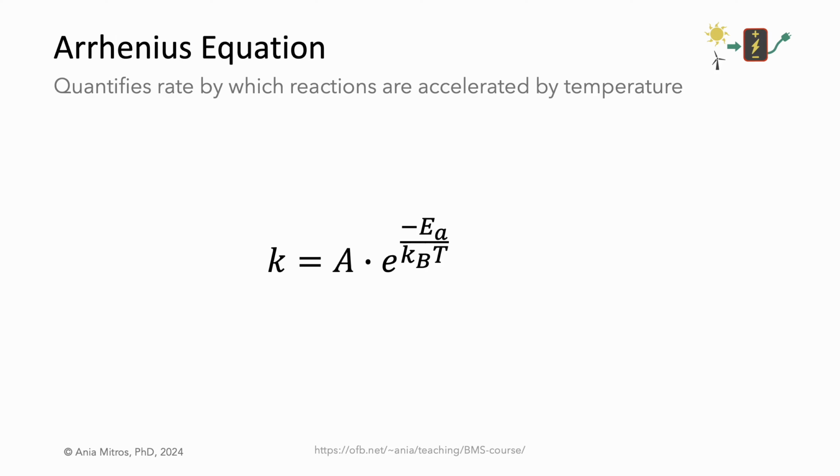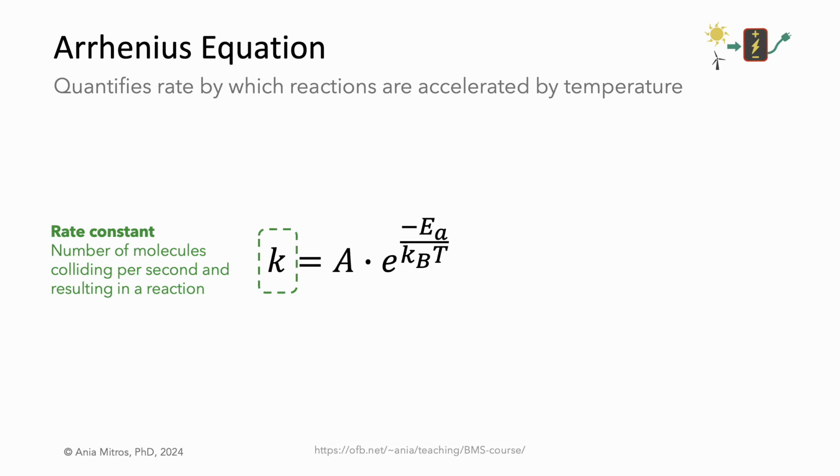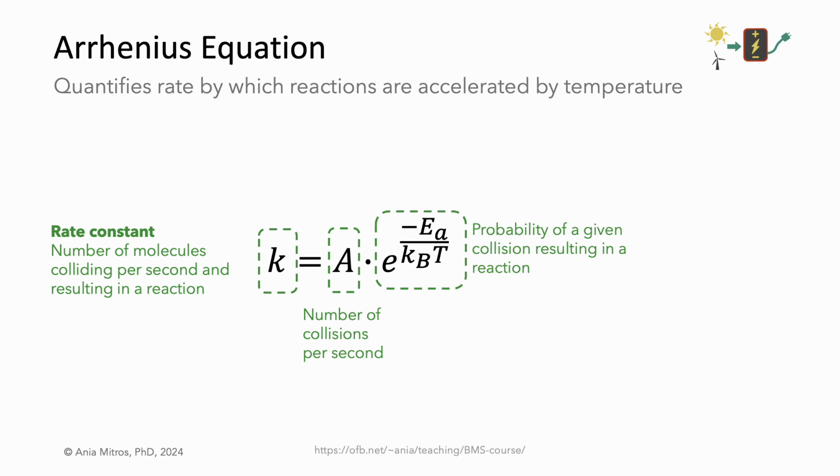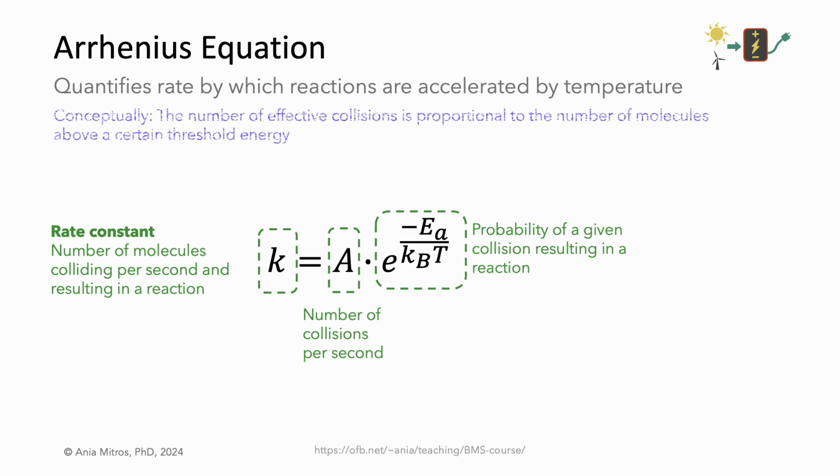The Arrhenius equation is an empirical equation which quantifies the rate at which reactions are accelerated by temperature. At a high level, the rate constant K is the number of molecules colliding per second and resulting in a reaction. That comes from the product of A, the number of collisions per second, and an exponential representing the probability of a given collision resulting in a reaction. Conceptually, the number of effective collisions is proportional to the number of molecules above a certain threshold energy. Next, let's talk about each parameter individually.